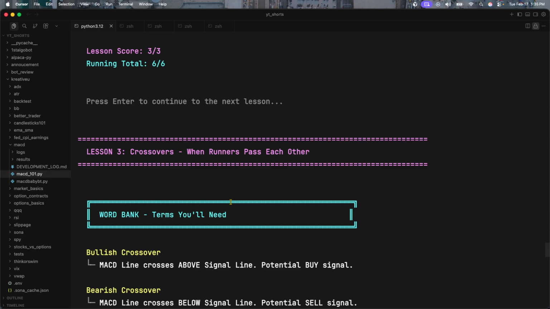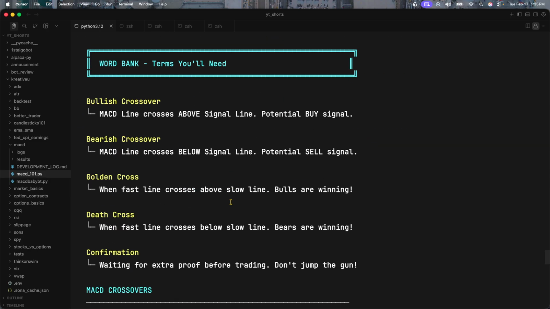Our next lesson is going to be the crossover, when the runners pass each other. So MACD line crossover above the signal line is a potential buy signal. This is our bullish crossover. Our bearish crossover is when the MACD line crosses below the signal line. This is a potential sell signal. So the golden cross is when the fast line crosses above the slow line. The bulls are winning.